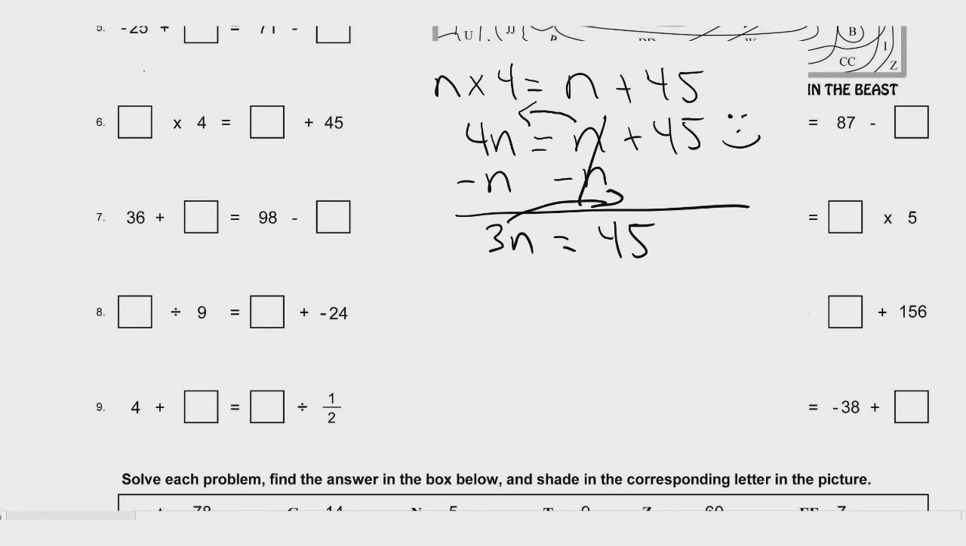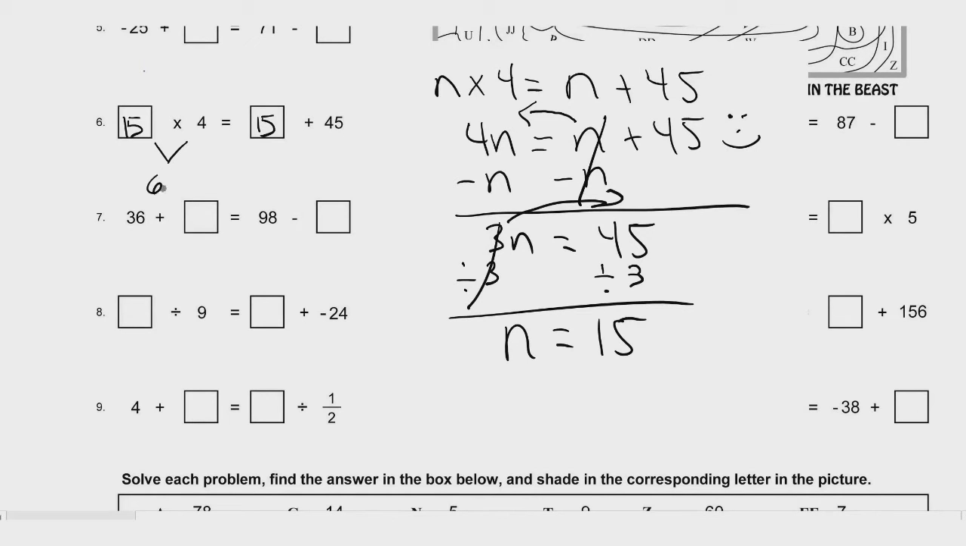That's a lot of talking. Woo-wee! The opposite operation would be dividing by 3. So we do that to both sides. The 3's are canceled. n equals 45 divided by 3, which is 15. So 15 is going to go in our box, right here. 15 and 15, because 15 times 4 is 60, and 15 plus 45 is 60. And we get the same answer.